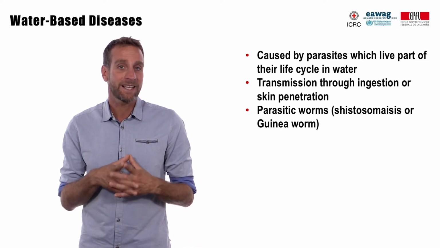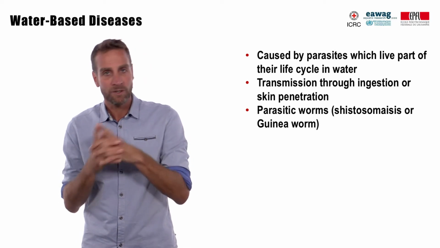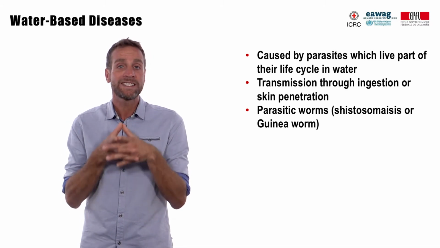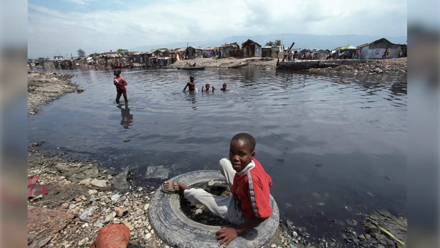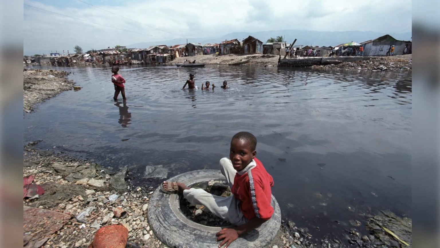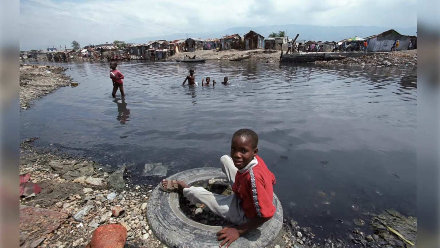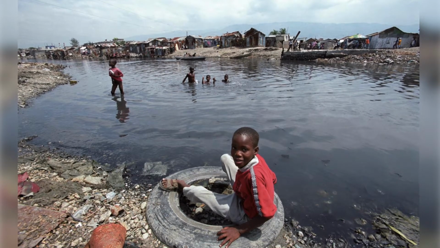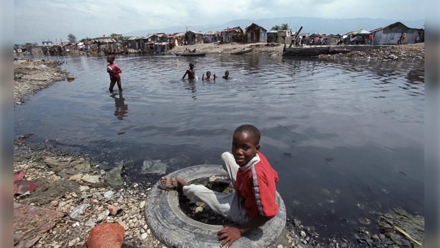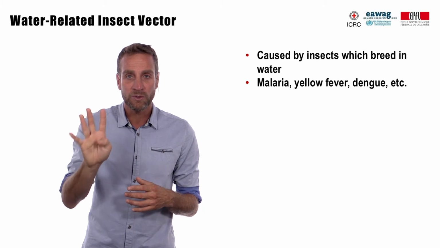The water-based diseases are all caused by parasitic worms. Not all parasitic worms are water-based, but two of the most significant are the Guinea worm and schistosomiasis. Schistosomiasis affects millions of people each year. People become infected when the larval forms of the parasite, released by freshwater snails, penetrate the skin during contact with infested water. Play habits of school-age children, such as swimming or fishing in infested water, make them especially vulnerable to infection.